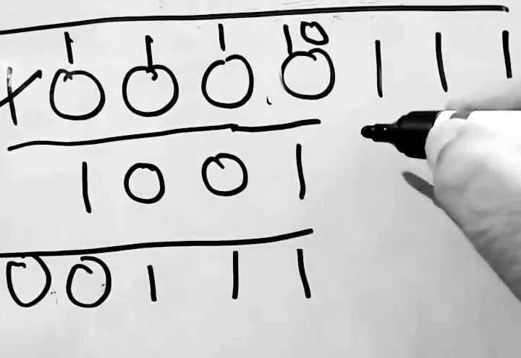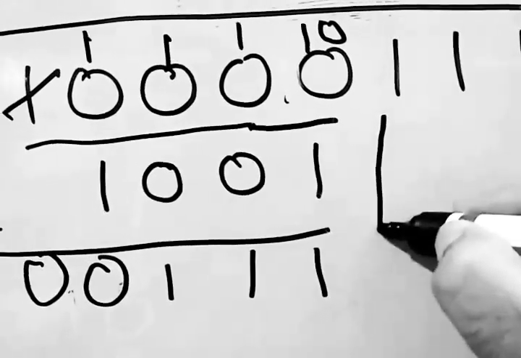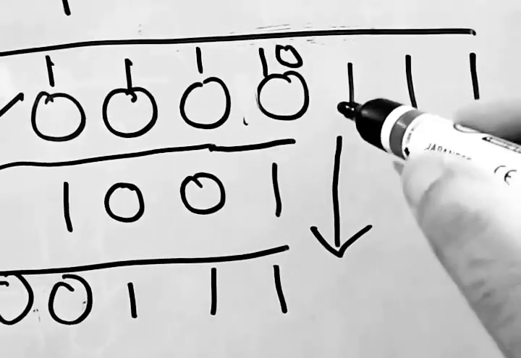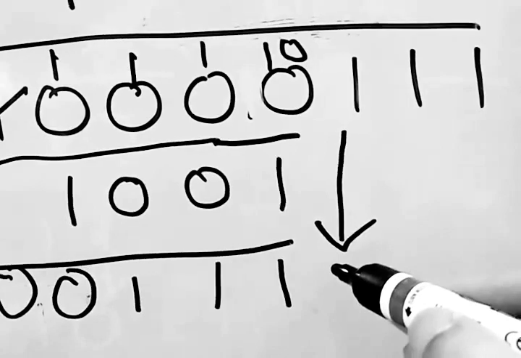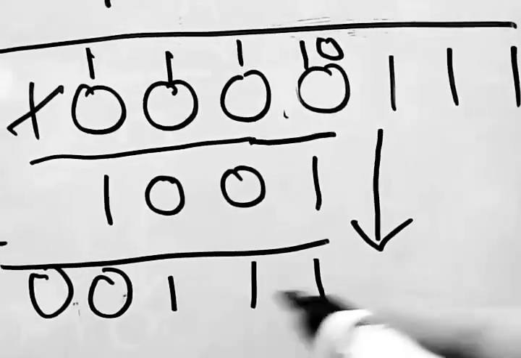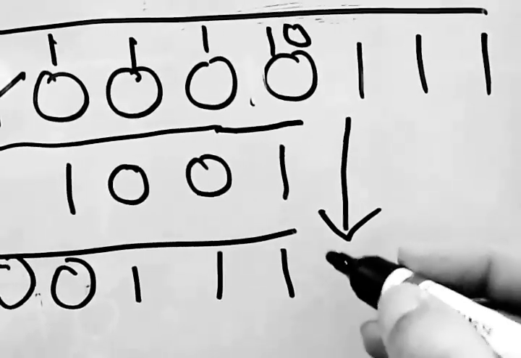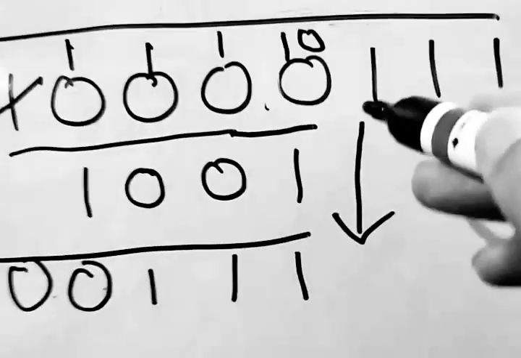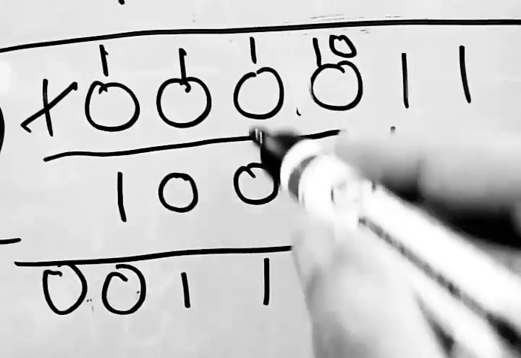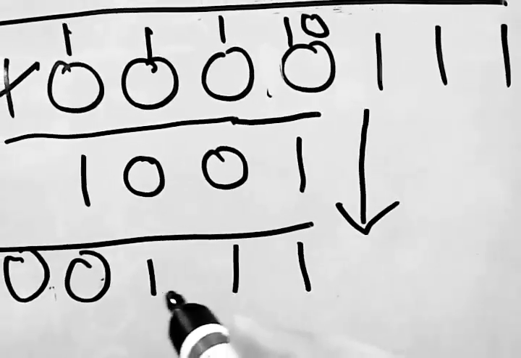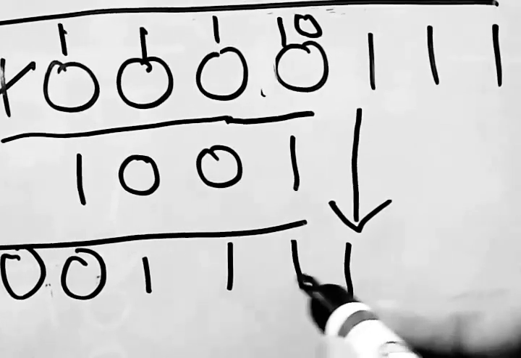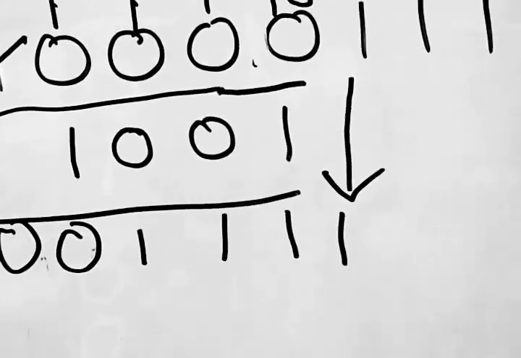Now as per the division rules, after performing one subtraction, the next digit from the dividend comes and gets added behind the previous remainder. Previous remainder is 110, so the next digit will get added behind it and it will form 1111.